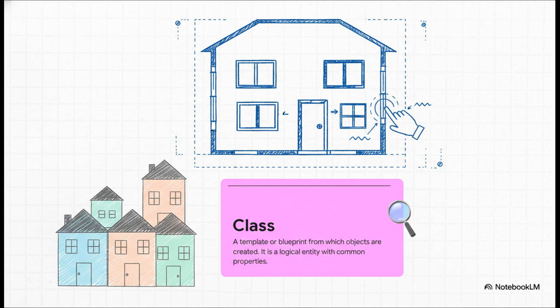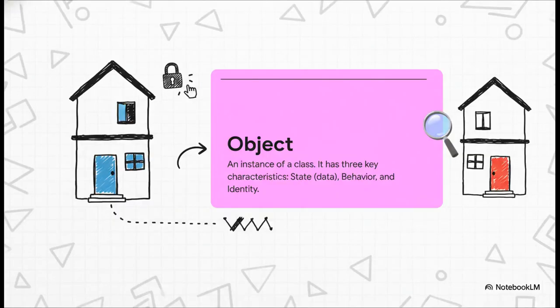It's just the plan. An object, on the other hand, is the house. It's what you get when you follow the blueprint. It's a specific concrete instance. It has a state, like the front door is painted red, the window is currently open. It has behavior. You can literally go and open that door. And it has an identity. It's the house at 123 Main Street, which is totally different from the house at 125 Main Street, even if they were built from the exact same blueprint.